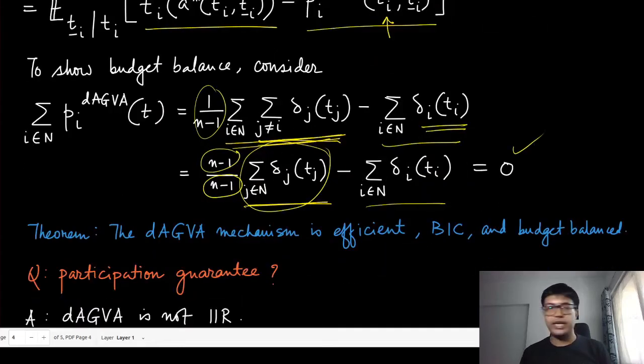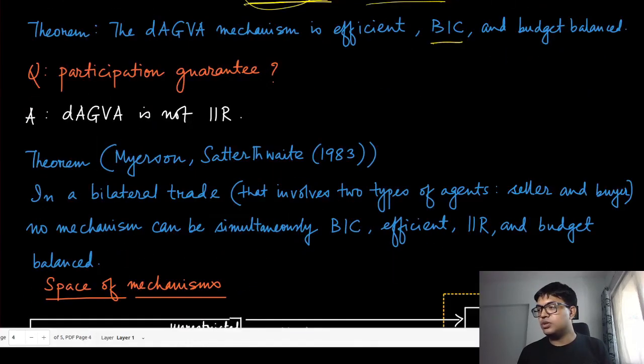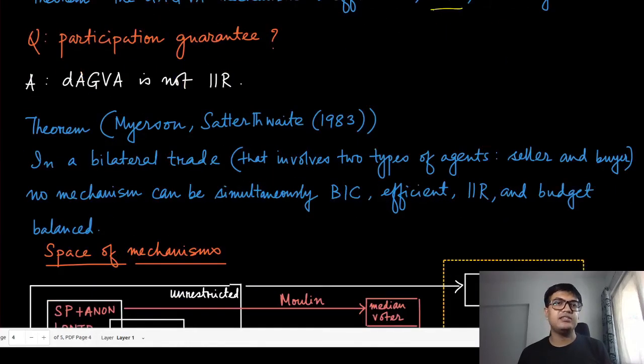So we can conclude that this dAGVA mechanism is efficient by design. We have proven that it is BIC, and now we have also shown that it is budget balanced. So this is one mechanism which satisfies these three properties, even though it is at a compromise of the incentive compatibility property. What about the participation guarantee, the individual rationality constraint?